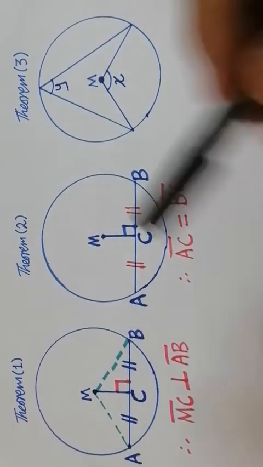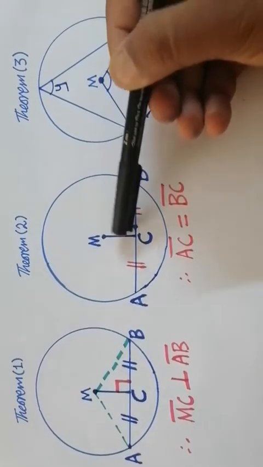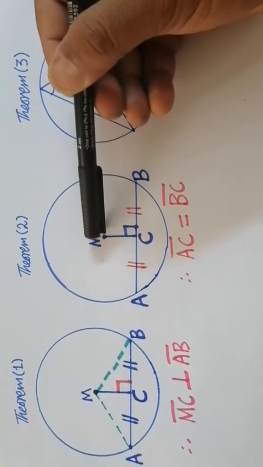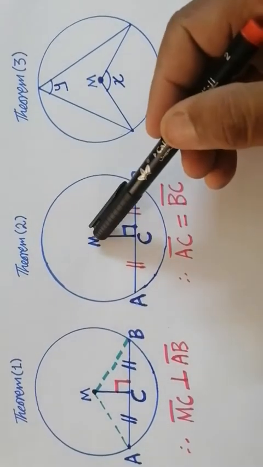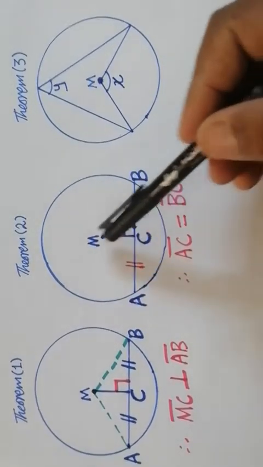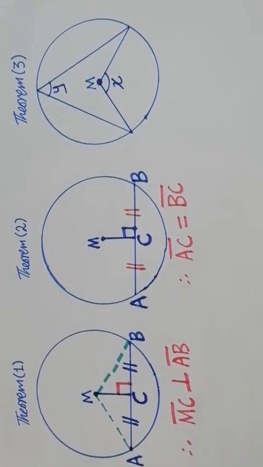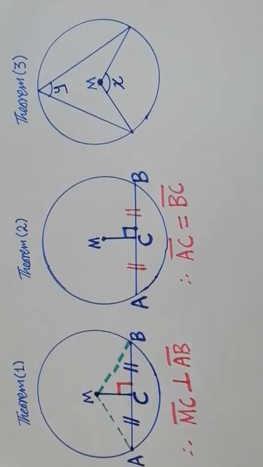So the perpendicular drawn from the center of the circle to the chord, this 90, what does it do? Bisects the chord. Theorem 3.